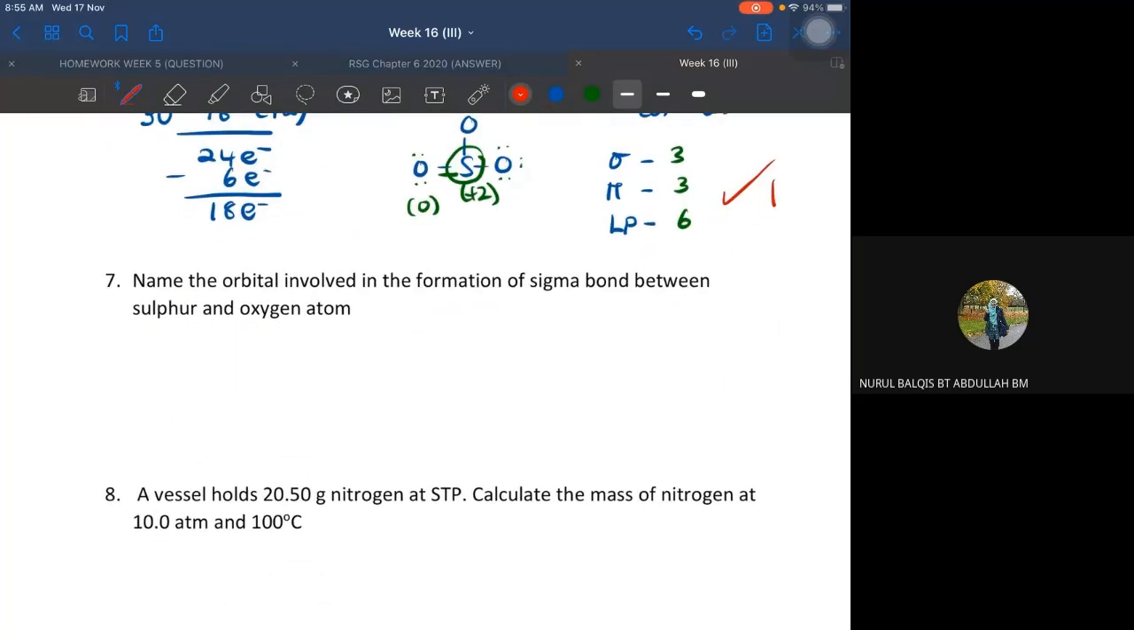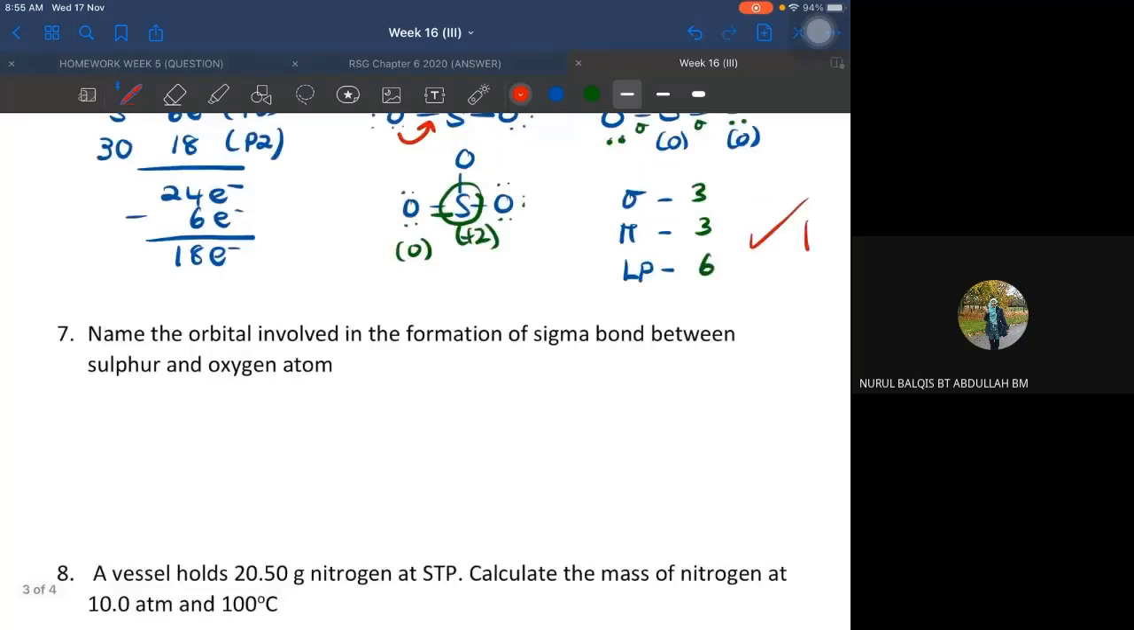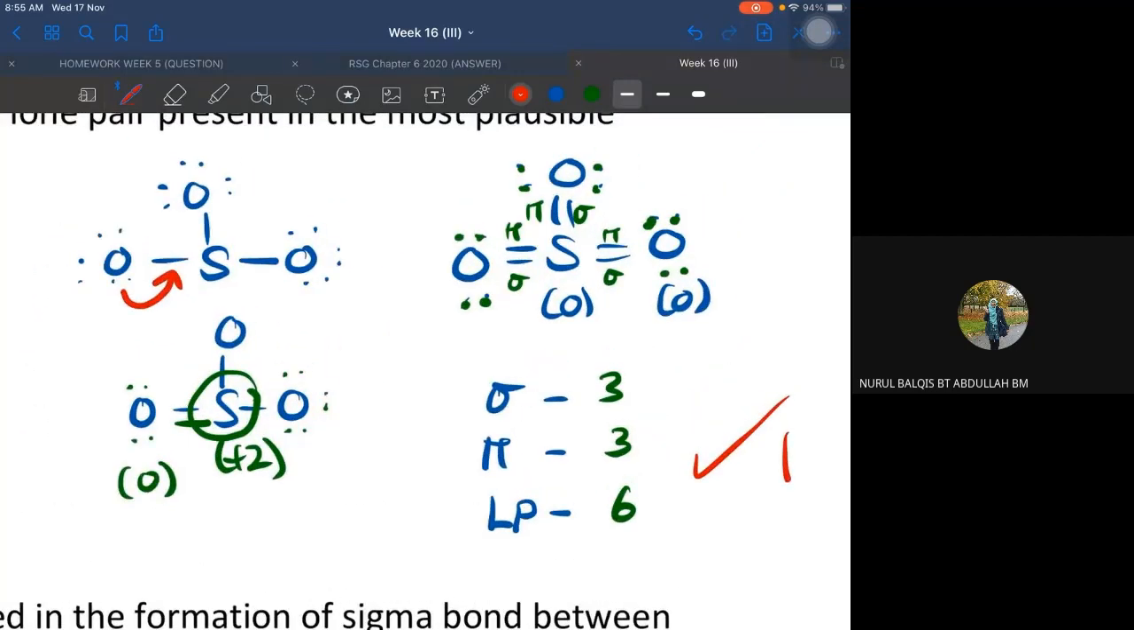Okay, name the orbital involved in the formation of sigma bond between sulfur and oxygen atom. By using the same structure here, tengok sulfur dengan oxygen. Dia nak tengok siapa yang buat sigma bond. Sigma bond kita tahu ada yang melibatkan hybrid orbital juga. Jadi awak tengok S tu boleh tak buat hybrid orbital? Boleh. Boleh sebab dia central atom.